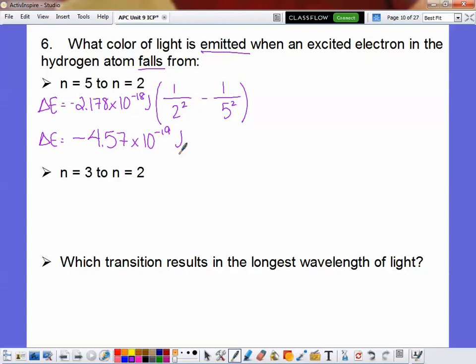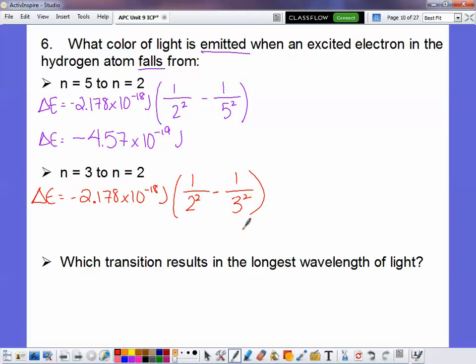All right, so then let's calculate the energy for the other transition of that electron. So let's set up the problem. Where is this electron ending? The 2, same place as the last one, but it's starting at the 3rd energy level instead of the 5th. What will our sign be? Negative. It's still negative. Our electron is still falling. A photon is still being emitted.